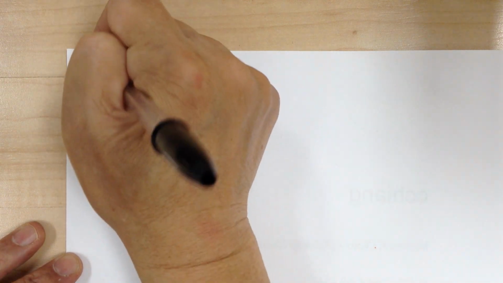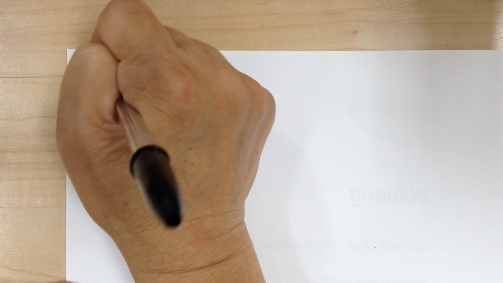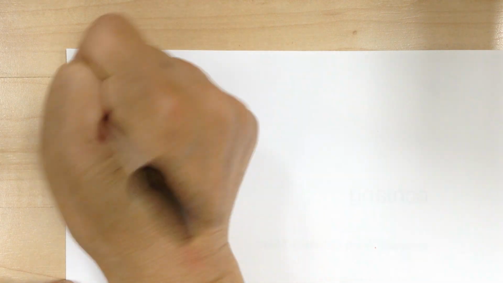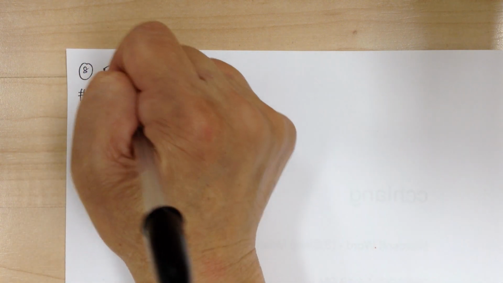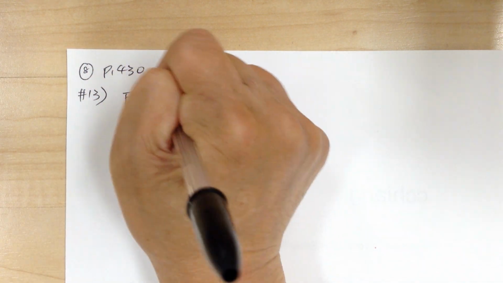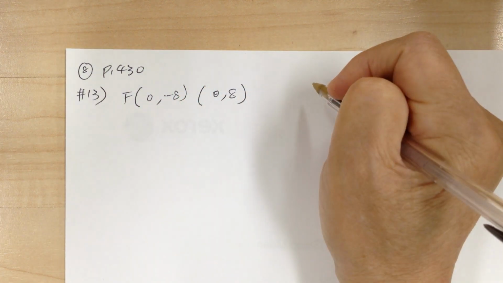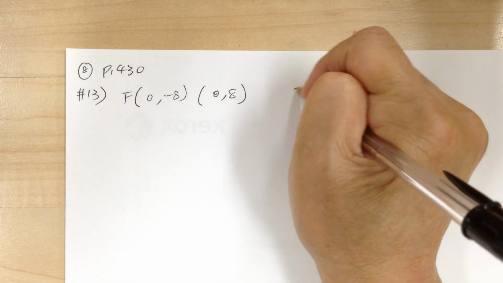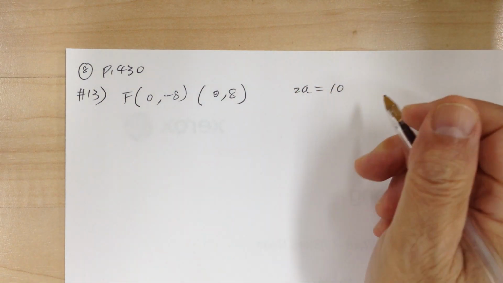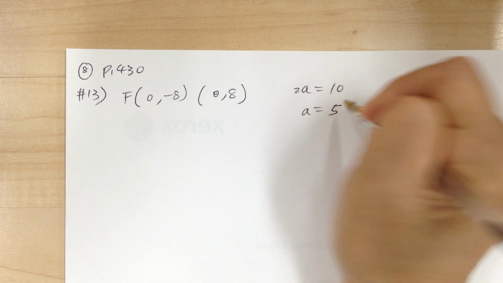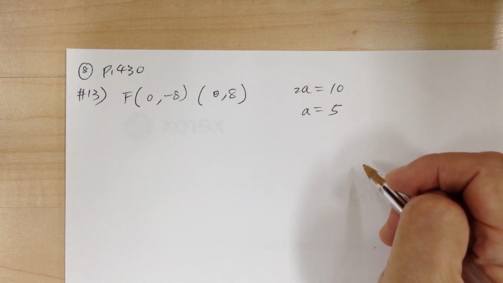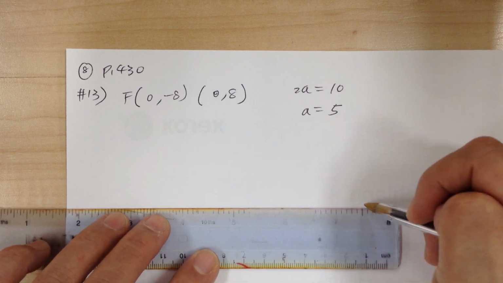Okay, let's go to number 8 on the list. Let's go to page 430, and let's do number 13. You've got vertices at 0, -8, and then at 0, 8. And the difference of focal radii means 2a equal to 10. That's what that means. So that means a equals 5. Then we're looking for the equation of the hyperbola. You can sketch it out to help you visualize.